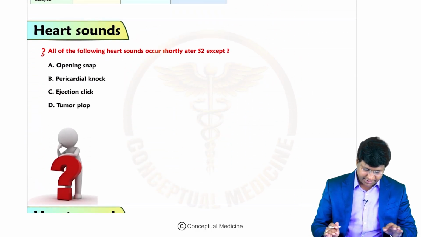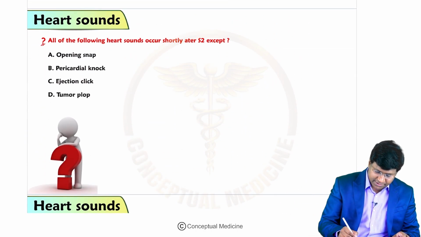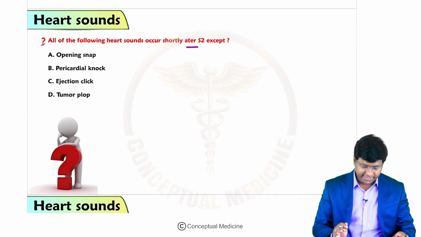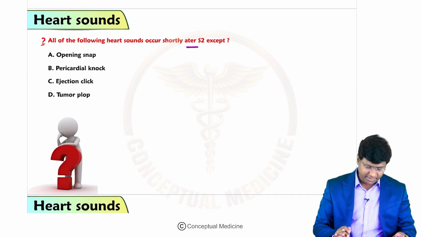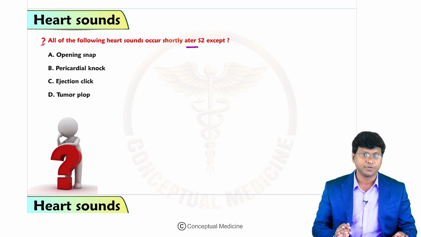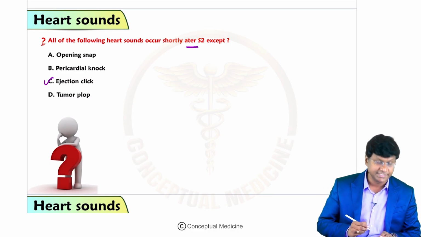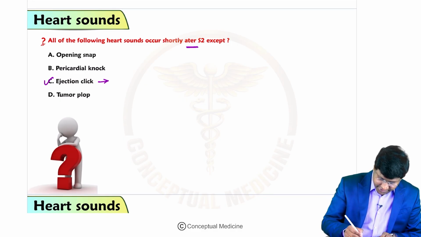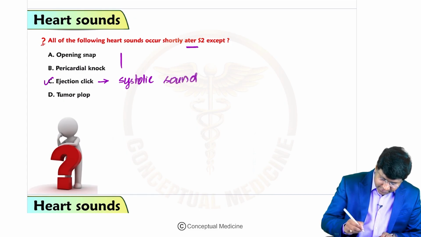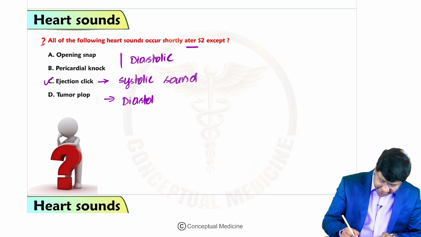So if you see a question here: all of the following heart sounds occur shortly after S2 except: opening snap, pericardial knock, ejection click, the tumor plop. The answer is the ejection click. Ejection click is a systolic sound, whereas the other added sounds are diastolic sounds, right?